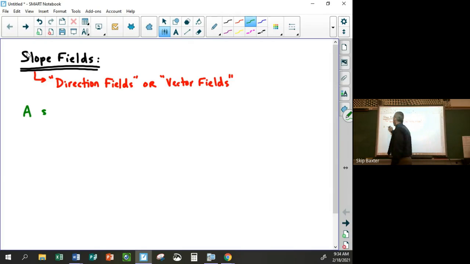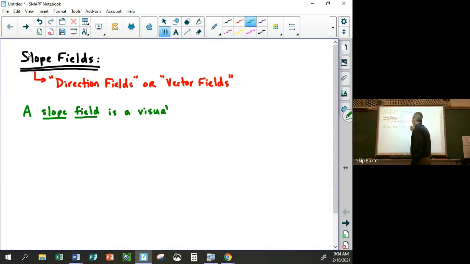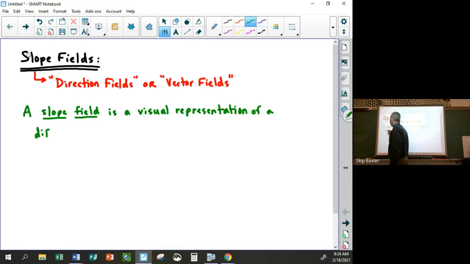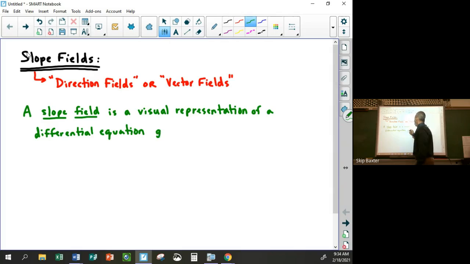Slope field is a visual representation of a differential equation. I'm not sure how to put this in words, but it's given by a rectangular array of points.